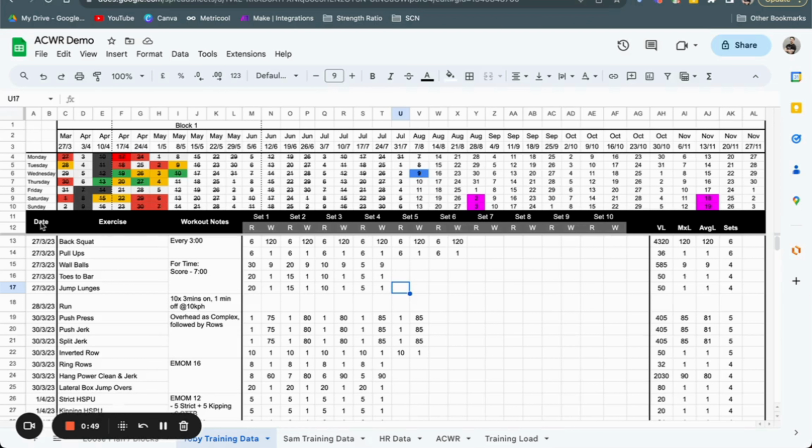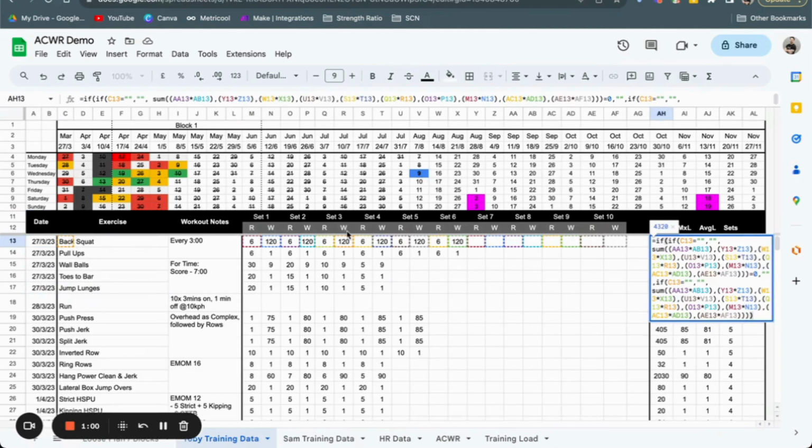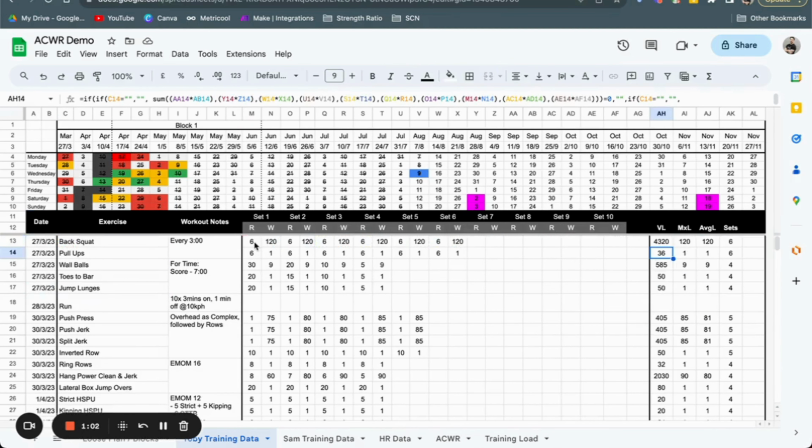The important ones to look at here are the date column and the volume load column. So what I've got here is nice and simple. The date, the exercise performed, the reps, the weight, and that's how I've calculated the volume load. So it's just nice and simple: sets times reps times weight.